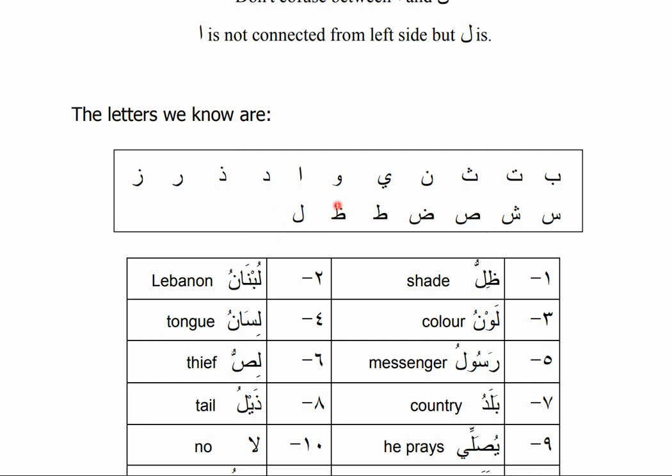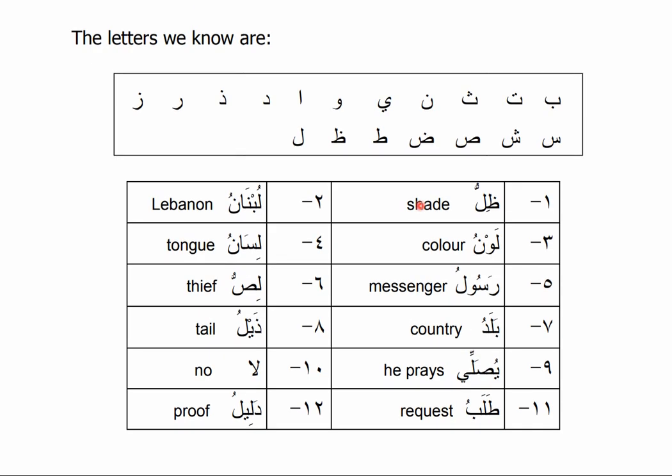So now in unit 8 we are doing the letter lam. There are random words here with the meanings, as you can see. Zill, shade. Lawn, color. Rasul, messenger. Balad, country. Yusalli means he prays. This is actually a present tense verb, it's not a noun.